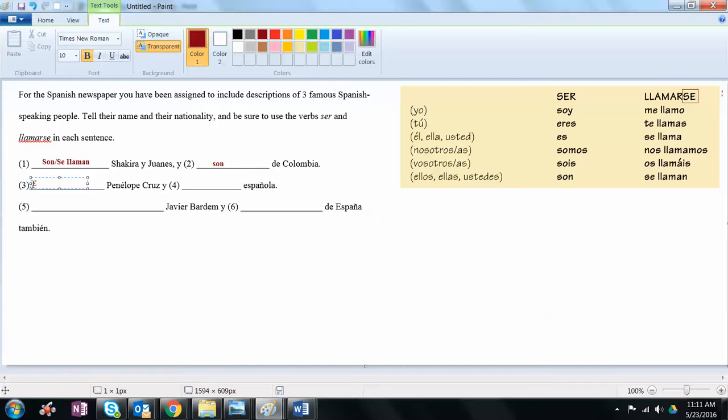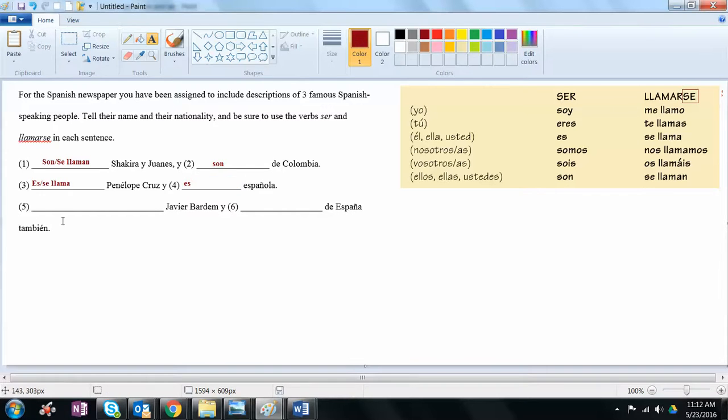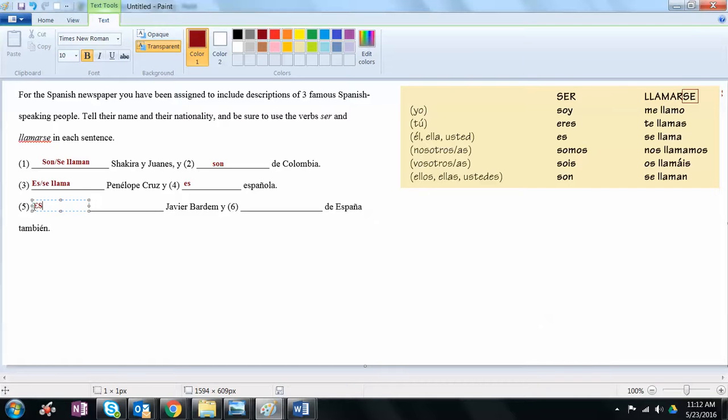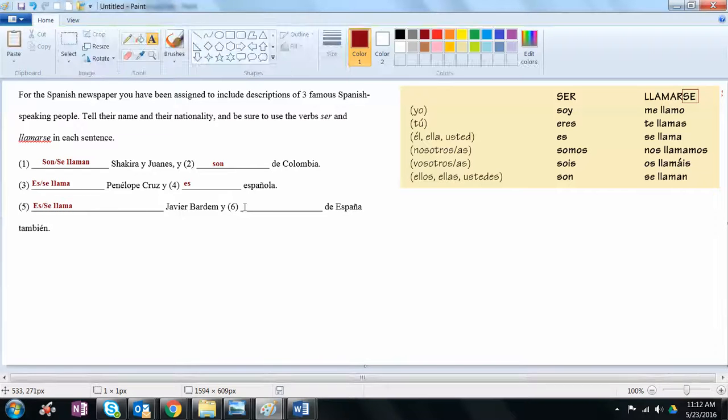So it would be es Penelope Cruz, she is, right? Ella es, or ella se llama Penelope Cruz, and she's Spanish. That has to be ser. You can't say she calls herself Spanish because she doesn't call herself Spanish. She just is Spanish. He is Javier Bardem, so that would be es, or se llama Javier Bardem y blank de España. He's from Spain, has to be es. Okay, so hopefully this makes sense on how to use llamarse and ser.